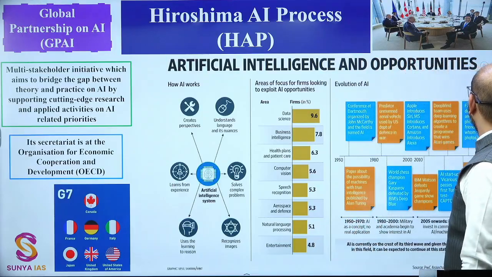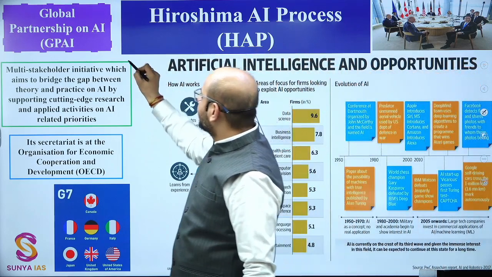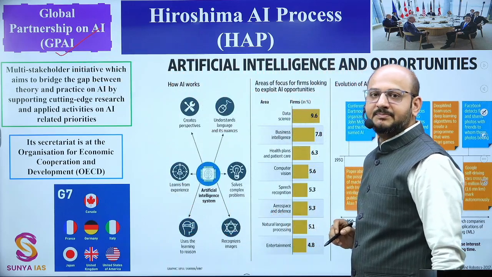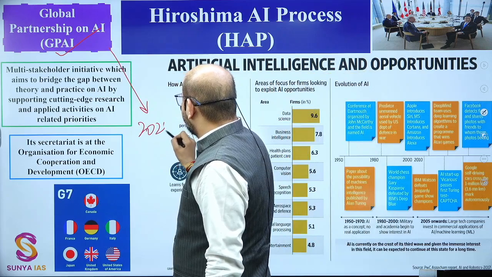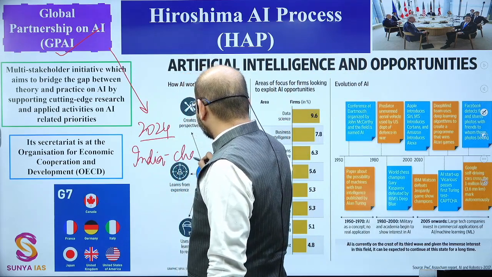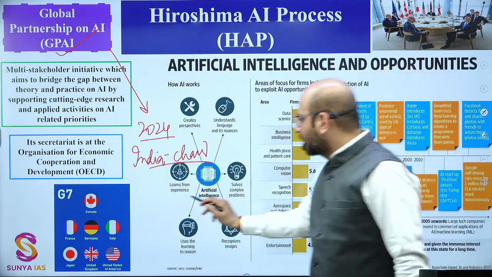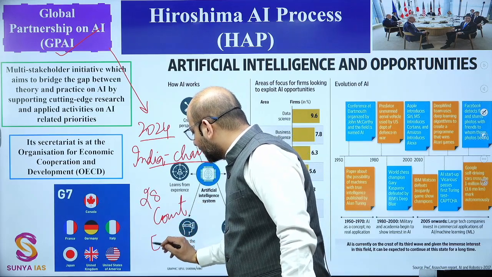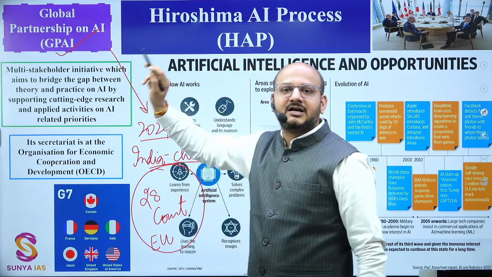Hiroshima artificial intelligence process. First of all, these two things are related. Understand here. Global Partnership on AI, GPAI. In 2024, India is the chair of GPAI. Okay, India is the chair. Basically, 28 countries, including the European Union, are members of Global Partnership on Artificial Intelligence.